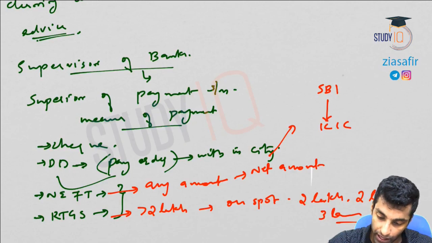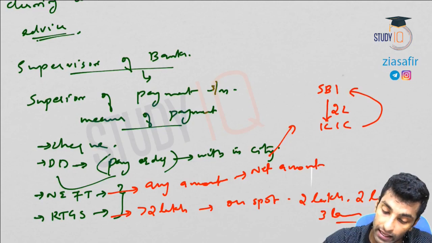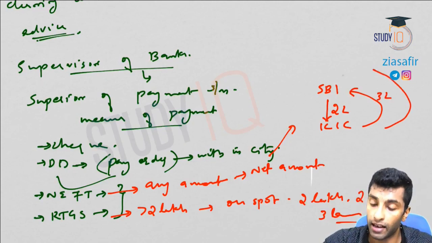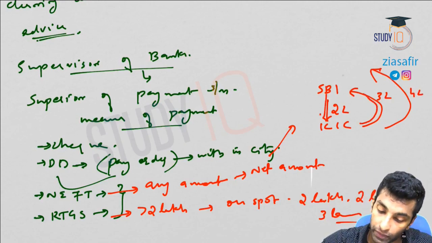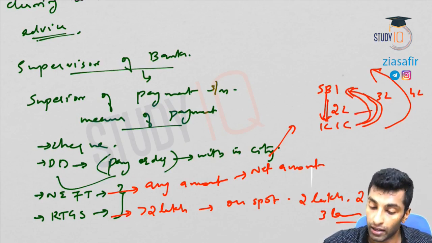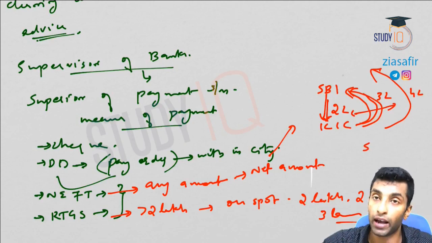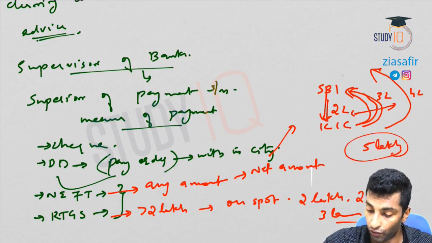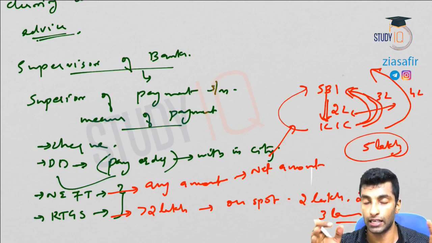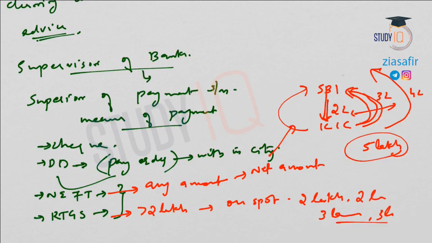So from SBI to ICICI, let's say there is a transaction of 2 lakh, and from ICICI to SBI, there is another transaction of, let's say, 3 lakh, and one more transaction of, let's say, 4 lakh. So you can see from SBI 2 lakh is gone, to SBI 7 lakh is coming. So the difference, 7 minus 2 lakh, that is 5 lakh, will be transferred after some time from ICICI to SBI. Not immediate transfers, not on-the-spot transfer.